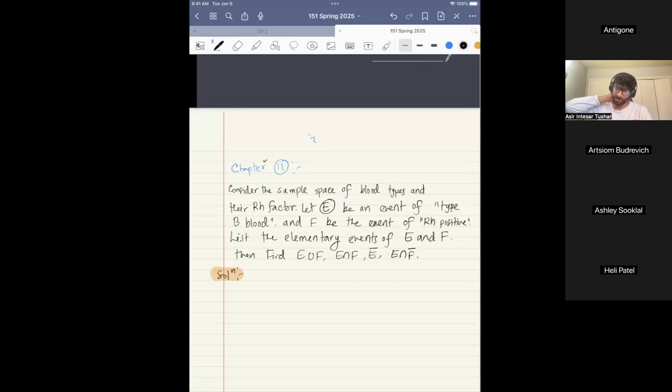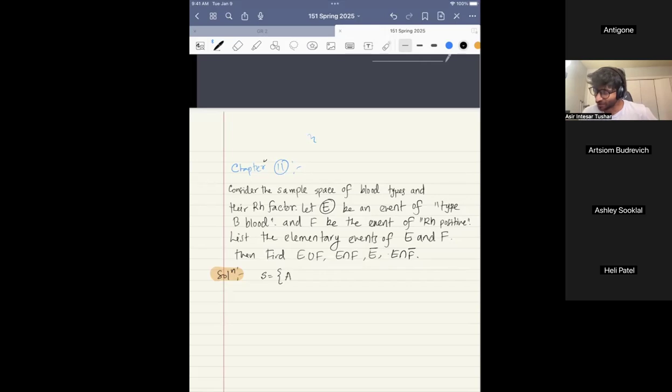So first thing, we need to have a sample space which has the blood types and their RH factor. So what should be the sample space for this? Like B positive or B negative. Yeah, those ones. So just B is gonna be event E, right? But if I want to find the whole sample space, what should that be? A positive, A negative, AB positive, AB negative, O negative, O positive.